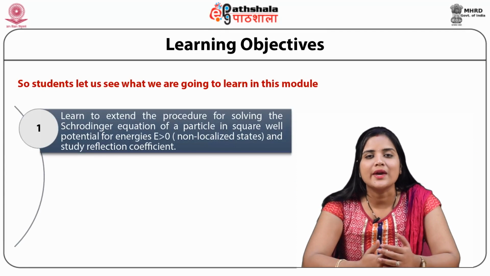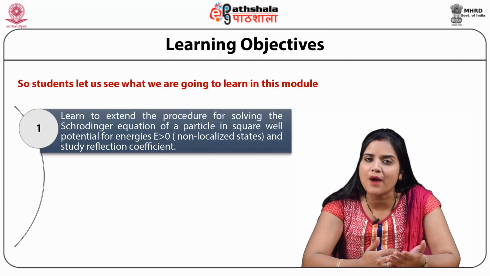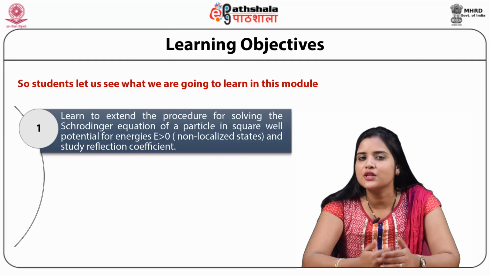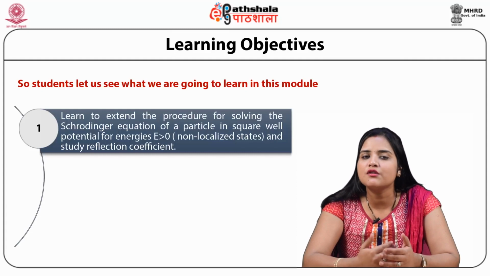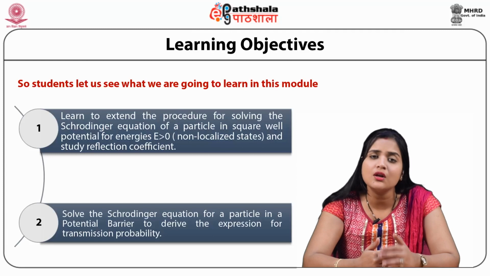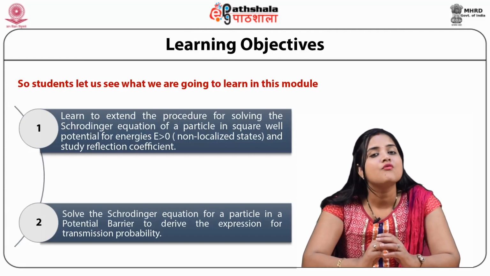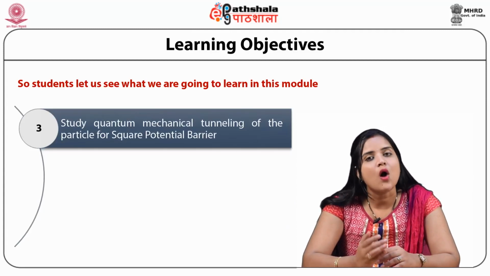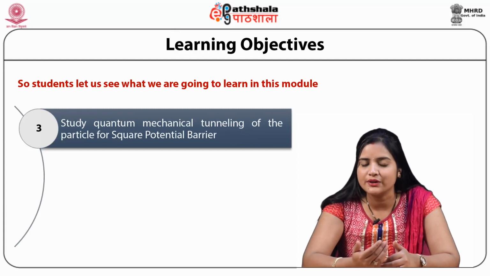We will learn to extend the procedure for solving the Schrodinger equation of a particle in square well potential for energies E greater than 0, that is, non-localized states, and study the reflection coefficient. Also, we will solve the Schrodinger equation for a particle in a potential barrier to derive the expression for transmission probability. We will study quantum mechanical tunneling of the particle for a square potential barrier.